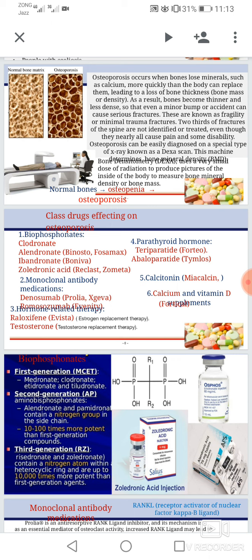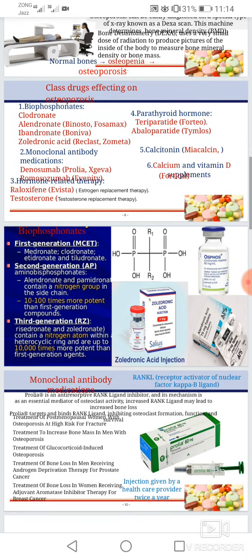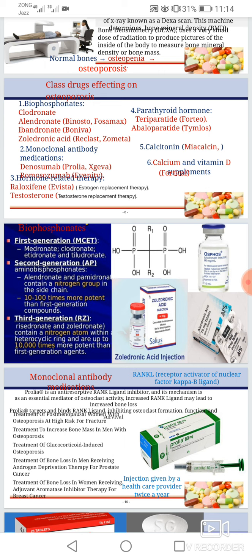Two-thirds of fractures of the spine are not identified or treated, even though they nearly all cause pain and some disability. Osteoporosis can be easily diagnosed on a special type of X-ray known as a DEXA scan. This machine determines bone mineral density. So there are two terms, osteopenia and osteoporosis. The term used for normal bones is osteopenia, and the term used for the bones that are not normal is osteoporosis. So we will now discuss the effects of drugs on osteoporosis.